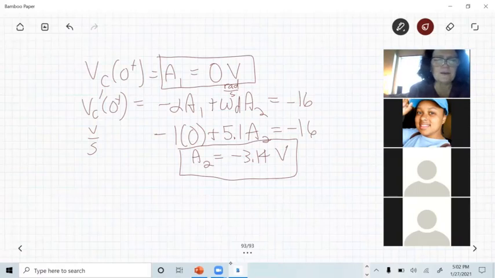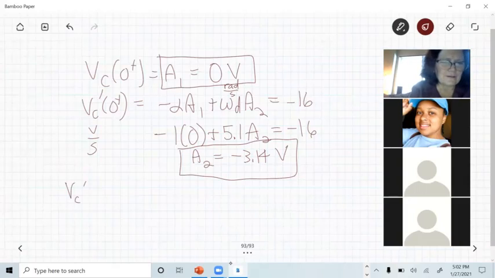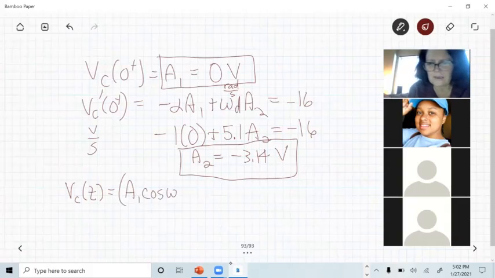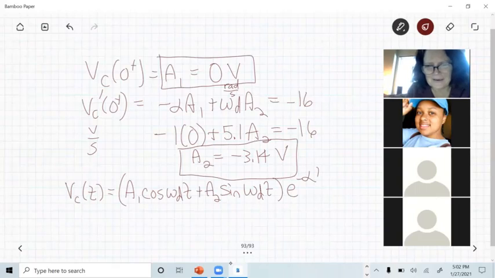The next thing is we're going to go back and revisit the form of the solution. VC of t is A1, and I remember it this time, cosine comes first, omega d t, plus A2 sine omega d t, times e to the minus alpha t. A1 is 0, so this term goes away.